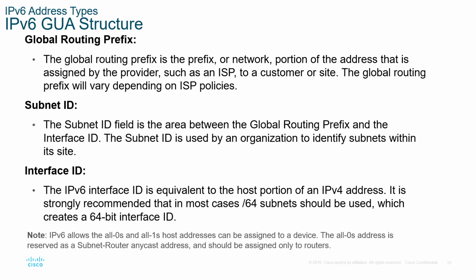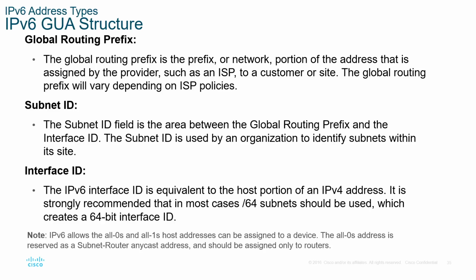Now, the global routing prefix is the prefix or network portion of the address that is assigned by the provider. Just like a public IPv4 address, it's given by the ISP to the customer or the site. The global routing prefix will vary depending on ISP policies. The subnet ID is the field in the area between the global routing prefix and the interface ID. Just like I mentioned already, it can be used by the organization to identify the subnets within its sites.